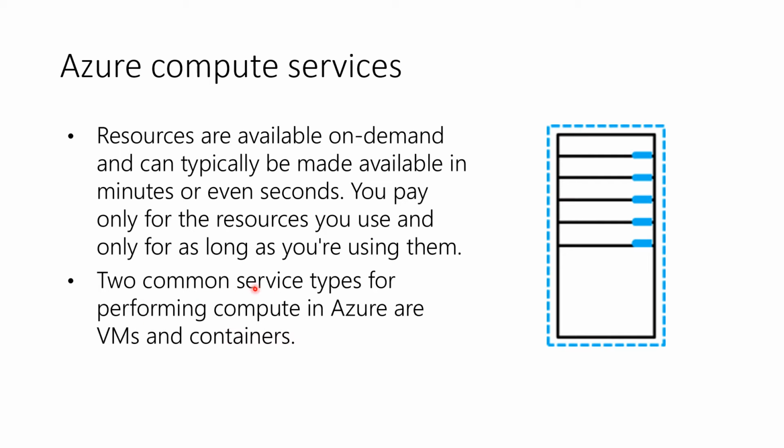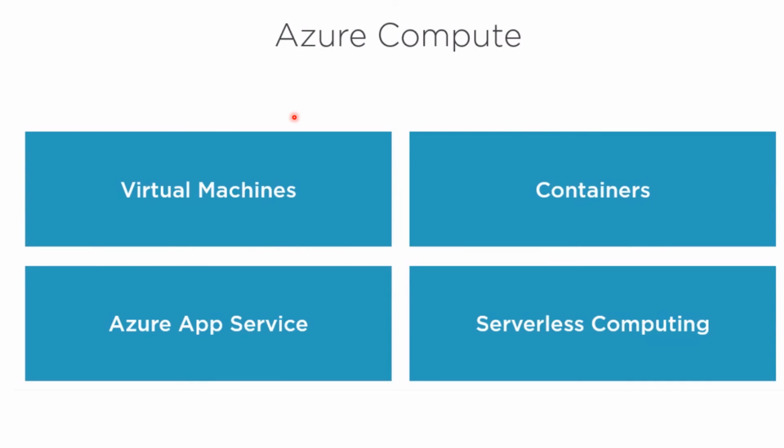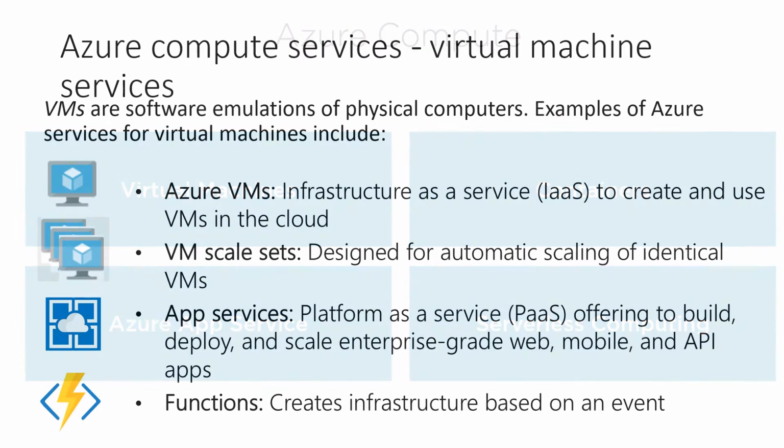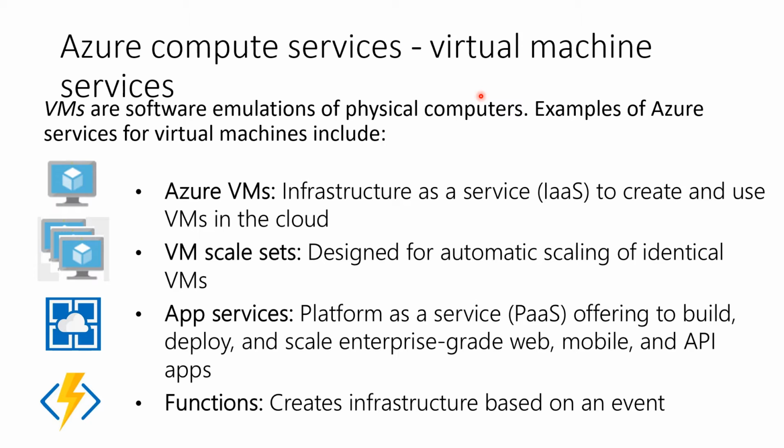So the two common service types for performing compute in Azure are virtual machines and containers. We'll discuss all these different elements one by one in upcoming videos and in this one as well. So here are some elements. Virtual machines are going to be covered, then containers, serverless computing, and Azure App Service. So let's discuss the compute services one by one.